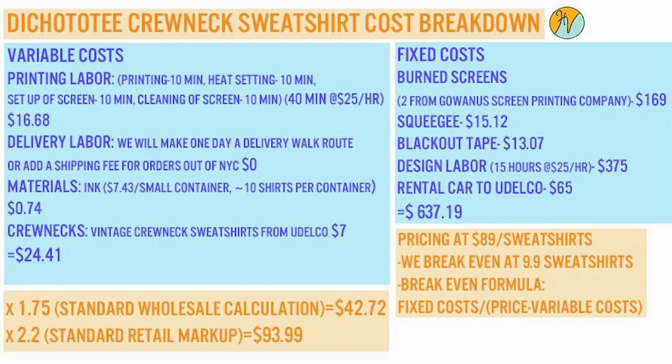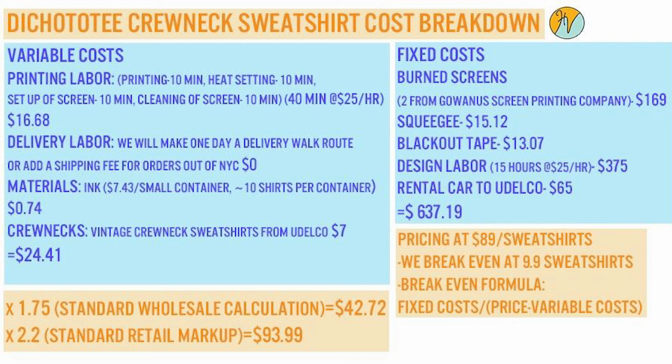There's material cost, 74 cents of ink per shirt. And there's the crew neck itself, which these cost $7 a piece from Udelco. And I didn't say our 40 minutes is at $25 an hour for the printing, so that's $16.68. So our variable costs total are $24.41. And again, variable cost, so that's like for each sweatshirt, the actual cost of each sweatshirt is $24.41. Does that make sense? Yes.